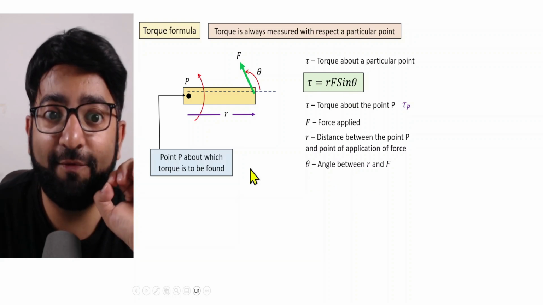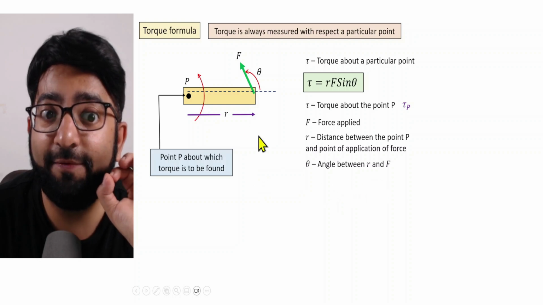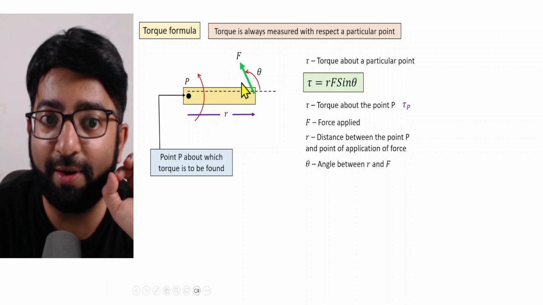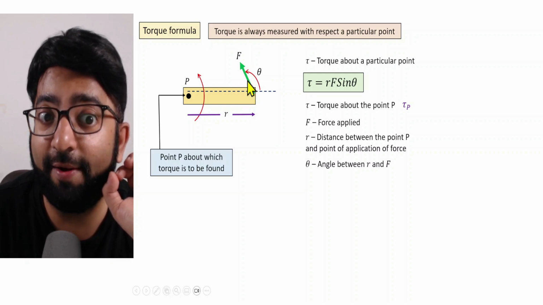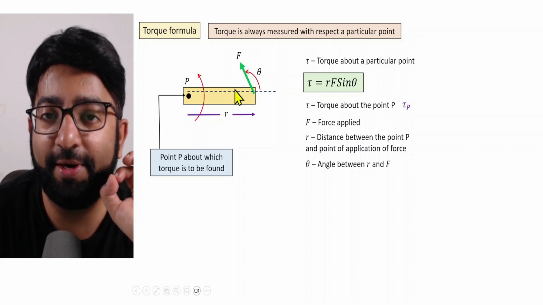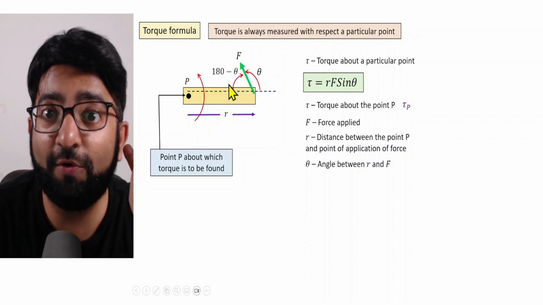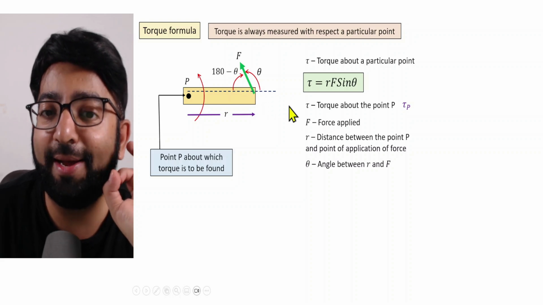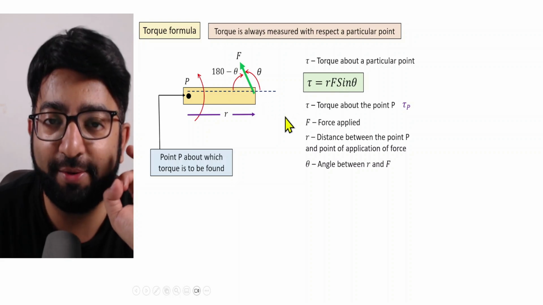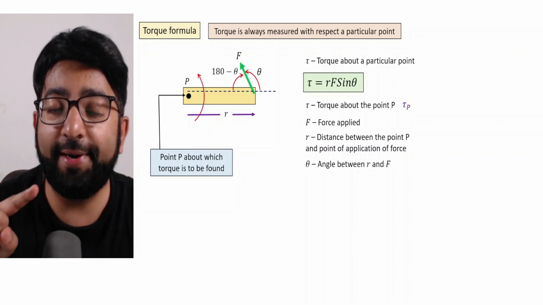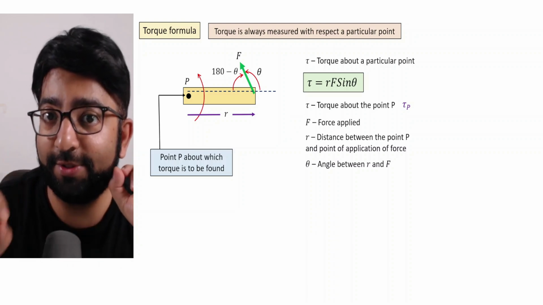But if you watch carefully, the angle between R and F can also be written as 180 minus theta. So this is the angle theta, and this particular angle on the left hand side will be 180 minus theta. So there are of course two angles, but which angle do we consider while using the formula? The answer is you can use any one, either theta or 180 minus theta. It is going to give you the same value.